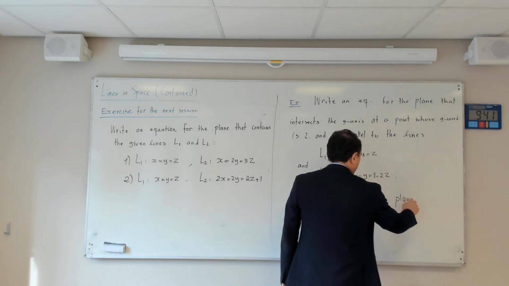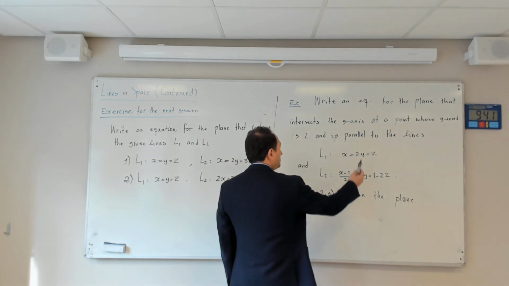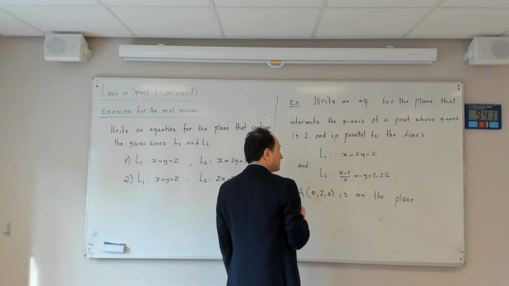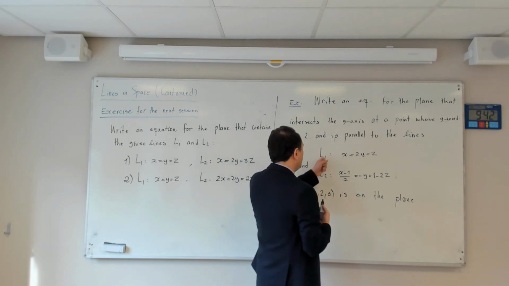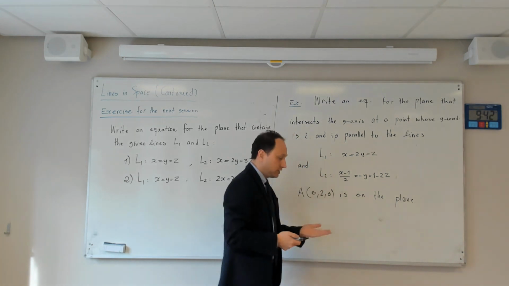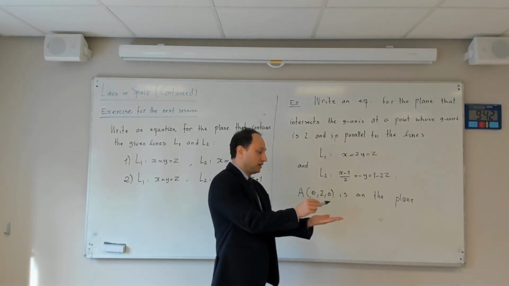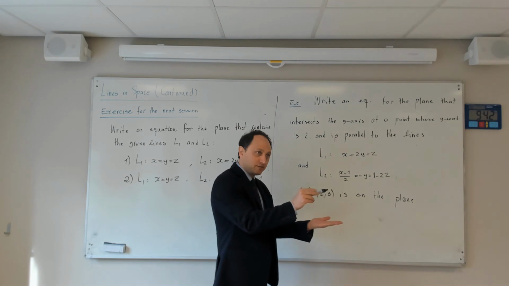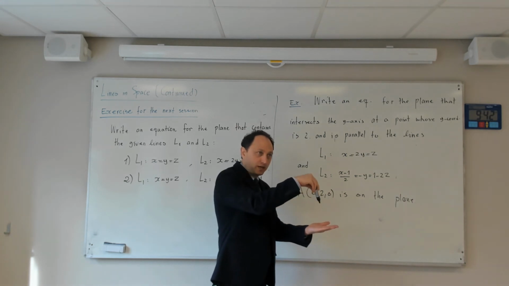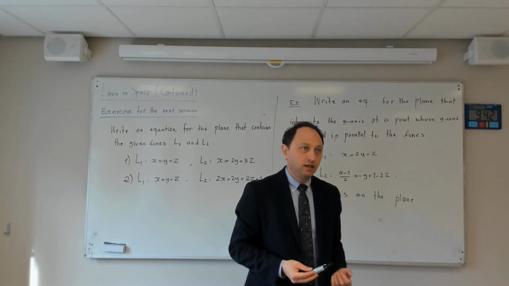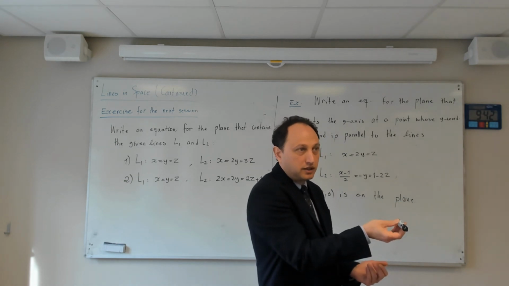Okay, and then the point is that the plane that I am supposed to write is going to be parallel to L1. So if this is the plane and this is L1, and if L1 is to be parallel to my plane, the direction vector of this one is also parallel to my plane. And that will be the same thing for the other line.